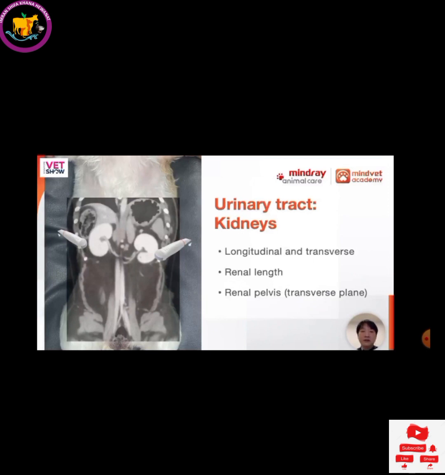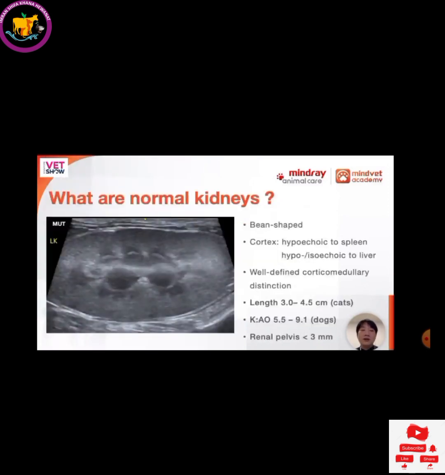What is a normal kidney? The normal kidney is bean shaped with a smooth margin. The cortical echogenicity is hypoechoic compared to the spleen and hypo- to isoechoic compared to the liver. In cats, the accumulation of fat within the renal cortex may lead to increased echogenicity. The corticomedullary junction should be well defined. This is the corticomedullary junction.